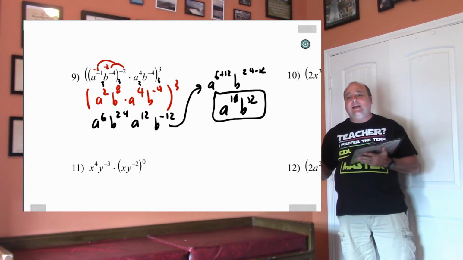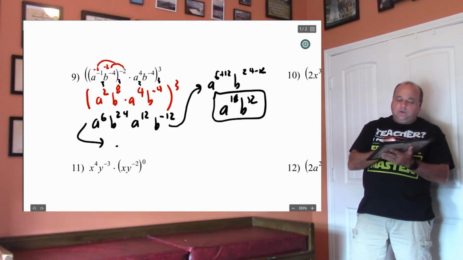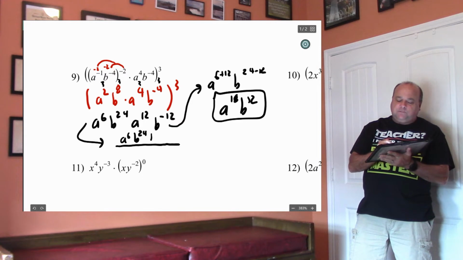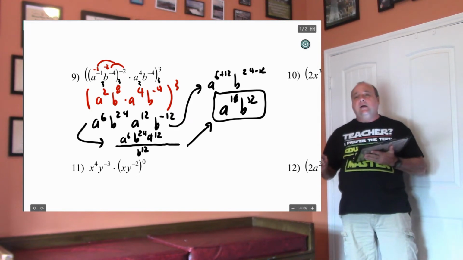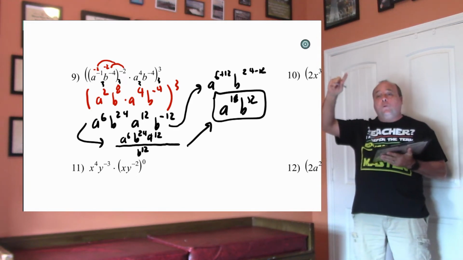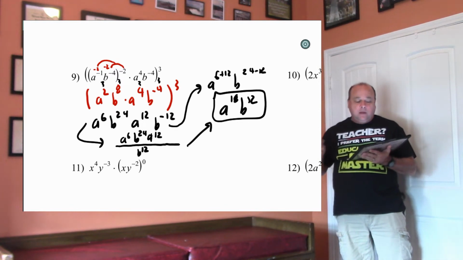Notice I don't get any negative exponents, do I? If I did this the other way, I would draw a fraction bar, and all of the positive exponents would stay on top, and that b would go to the bottom with it. And I would still end up with this, wouldn't I? The b to the 24 is more, so it stays on the top. You do 24 minus 12 and get the 12.